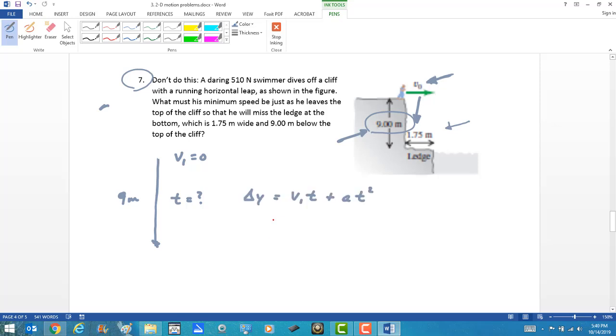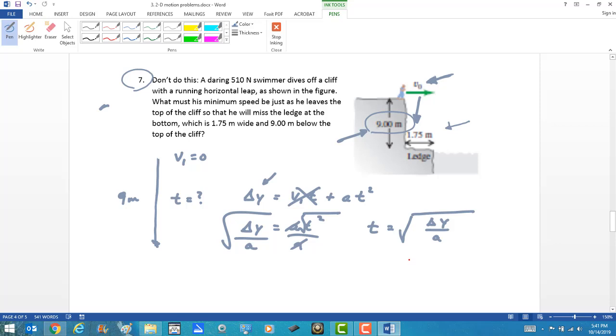I would use this equation of motion, again plugging in delta y instead of delta x. It's made a little easier because v1 is 0, so that term will drop out. So it really looks like this, and we need to isolate it for t, so you need to do a bit of algebra. Step 1 would be to divide both sides by a. Step 2 would be to take the square root of both sides. And if I did that correctly, you should get that.